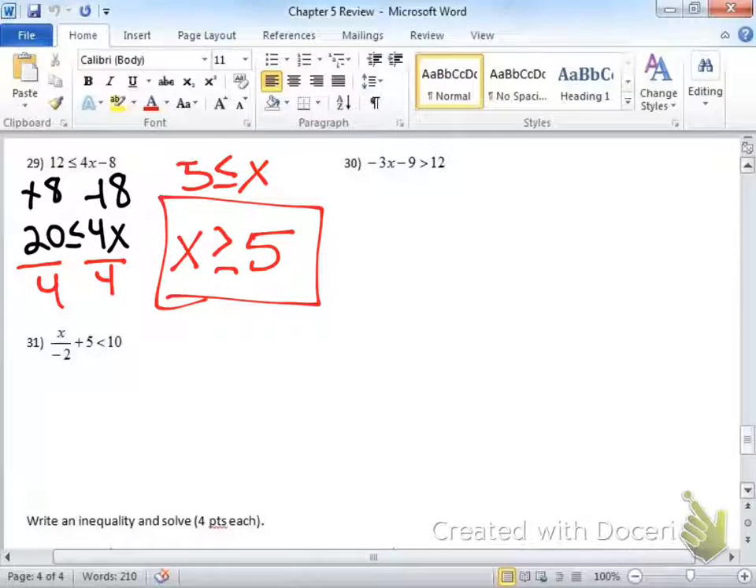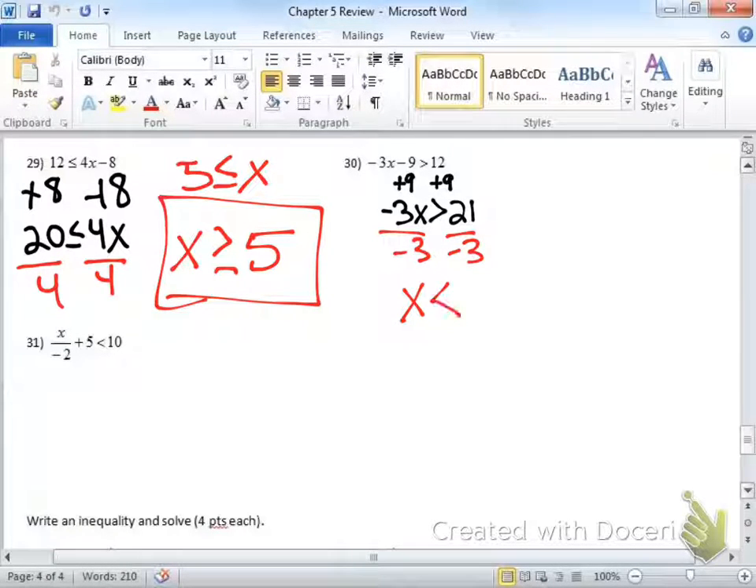Alright, now we're getting into some of the more challenging ones because we have more negative signs, so be aware of that. On number 30, I'm going to add 9 and add 9. That gives me -3x is greater than 21. Divide both sides by -3. Anytime you multiply or divide by a negative, what happens? Switch the sign. Now it's a less than, and you get -7.